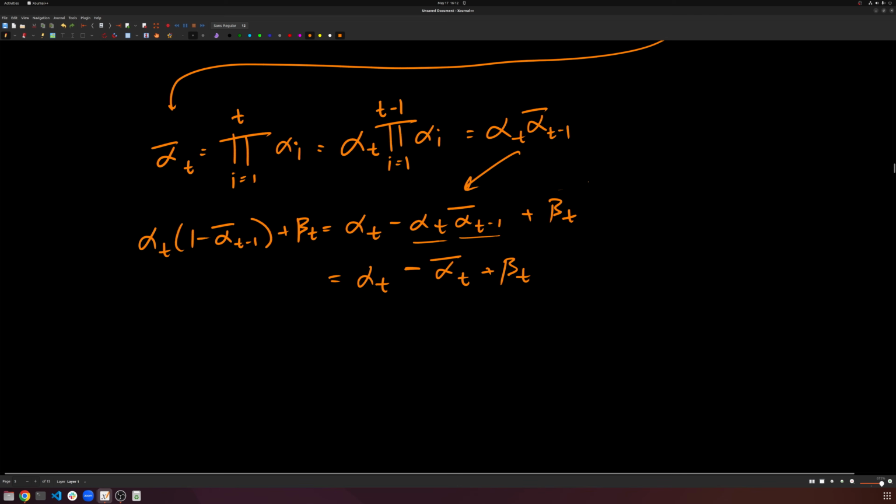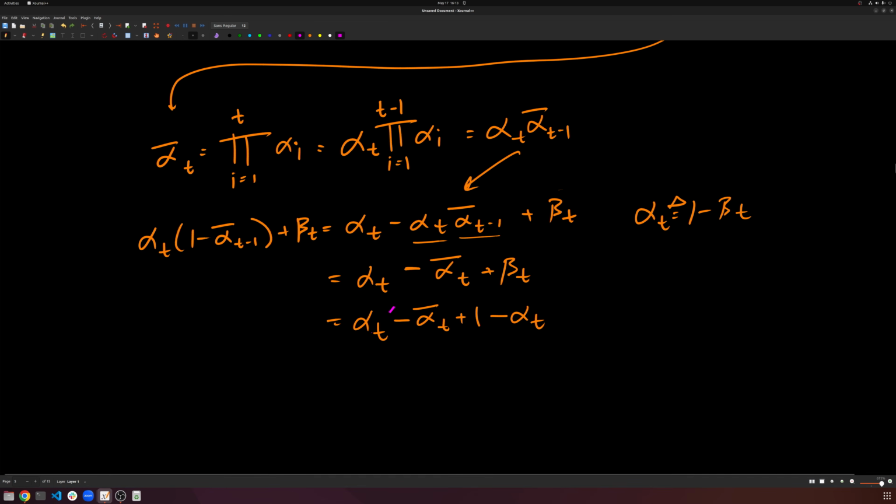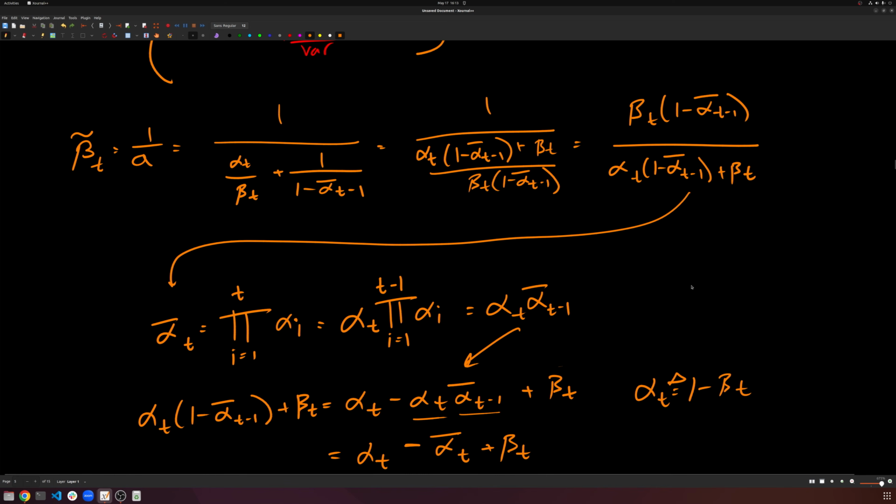But remember, we have the other property that we leveraged earlier. Alpha t is equal to 1 minus beta t. It was defined this way. I didn't create it; there's no proof. It's just defined this way. Let's rewrite beta t in terms of alpha t, so beta t is 1 minus alpha t. That gives alpha t minus alpha hat t plus 1 minus alpha t. Nice. That means the alpha t cancels, and we are just left with 1 minus alpha hat t. And that is our denominator. And then we, of course, still have the numerator from earlier.